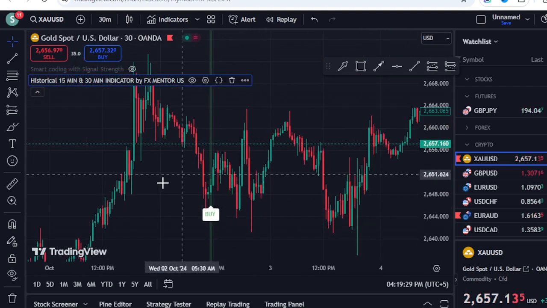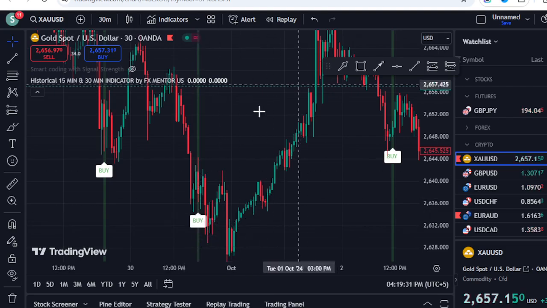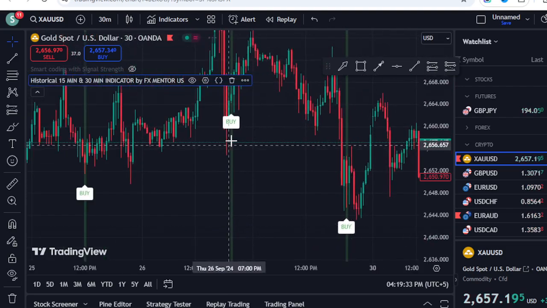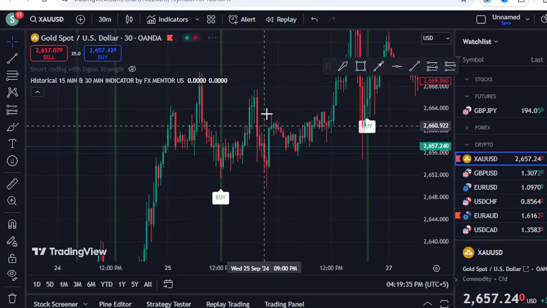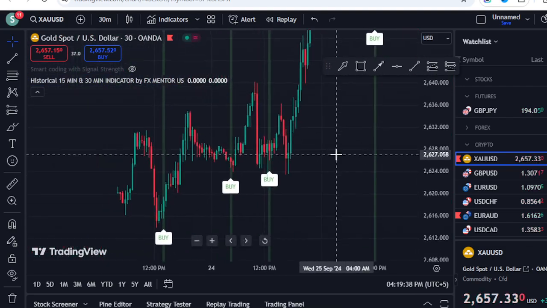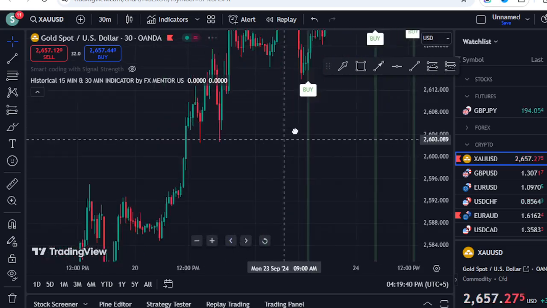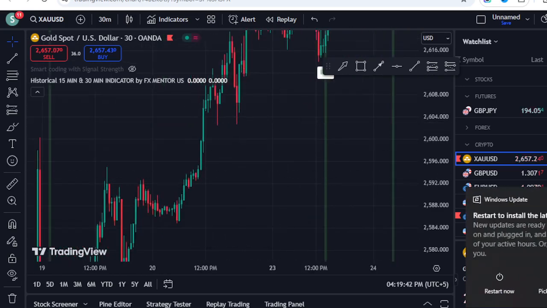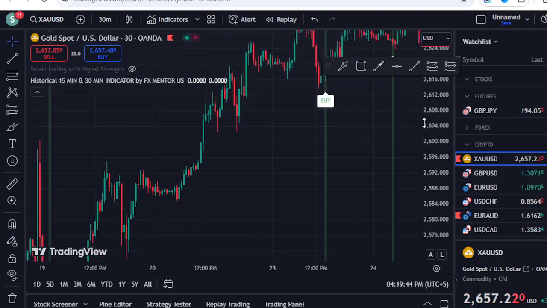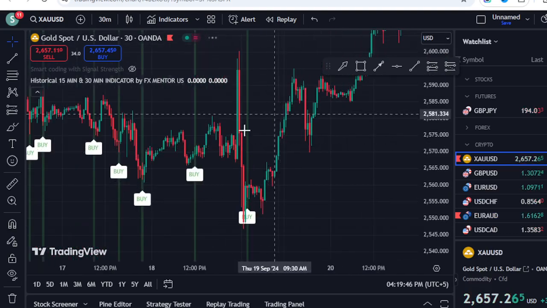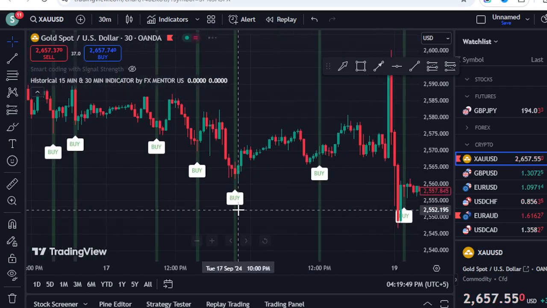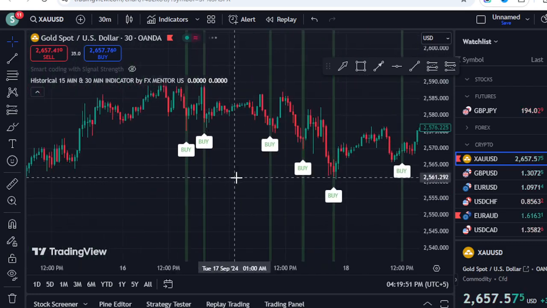You can see buy, price is up. You can see buy, price went up. Buy, price went up. Almost you cannot see any losing signal on the 30-minute time frame. Okay, let me show you more. If we go back, buy, and just imagine that, have you ever seen such a type of indicator?